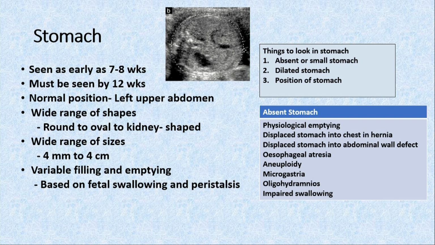Position of stomach identification becomes very easy. If you don't see the stomach in the abdomen, you look at the thorax, and then you can very well see that the stomach is in the upper abdomen. But the problem comes when there is a very small stomach or a very big stomach.